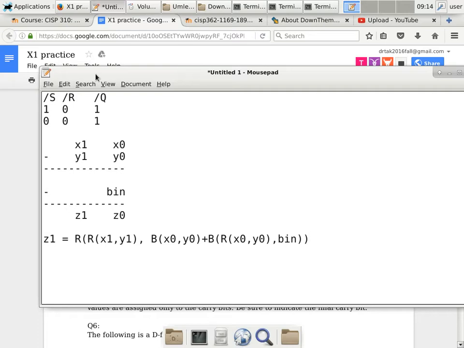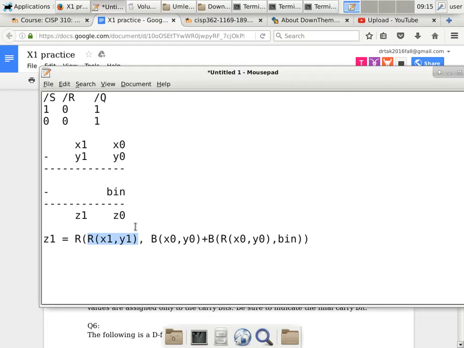Isn't that the borrow of x1, y1? Or the borrow of the result of x0, y0, bn? Which part of it? This one? I thought that was the borrow of x1, y1. No, because it comes from here. We are trying to figure out the DNF of this particular bit. So we are subtracting this one here, which is actually this guy here. This number here is the result of the half subtractor subtracting y1 from x1.